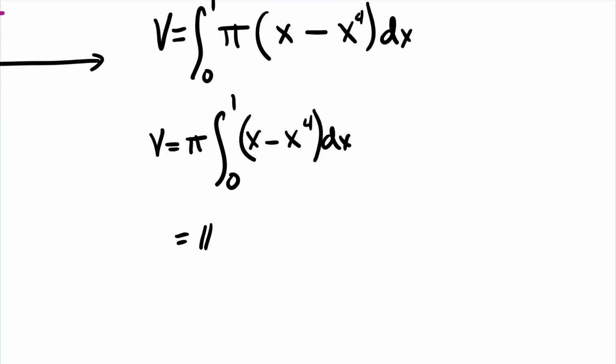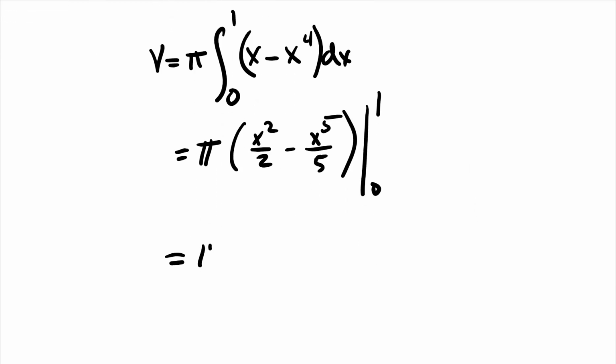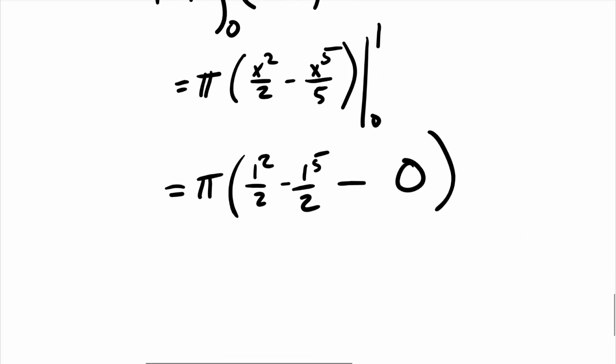But I'm going to finish this one off, and we get what? x squared over 2 minus x to the 5th over 5, evaluated from, oh, I love zeros. Zeros are the best. So it's pi times 1 squared over 2, 1 to the 5th over 5, minus absolutely nothing, because zeros are the best. Oh, that's supposed to be a 5. Supposed to be a 5. Come on, man. Why didn't you yell at me? Oh, yeah. You're not here with me.